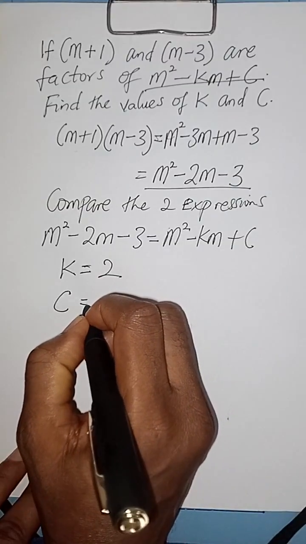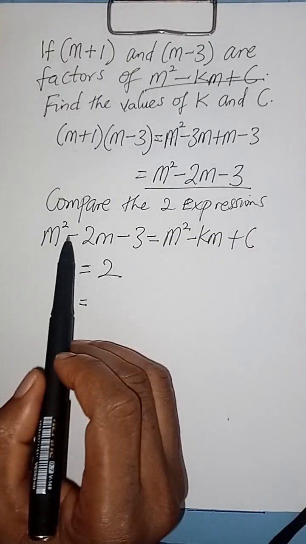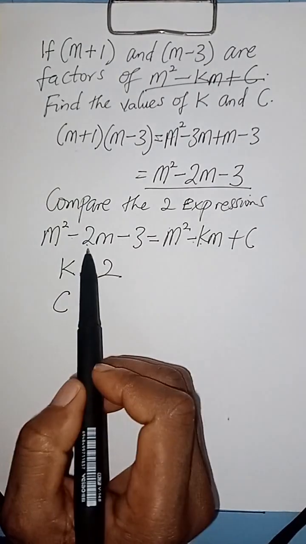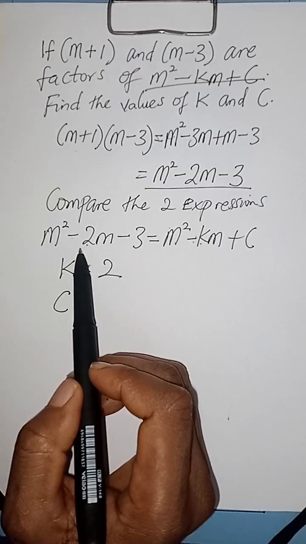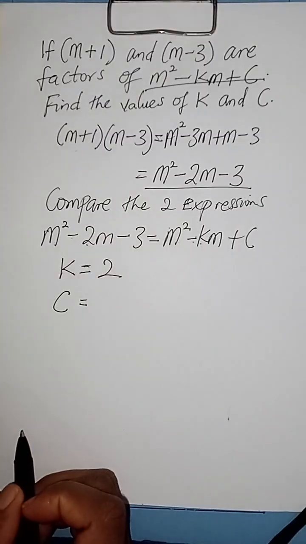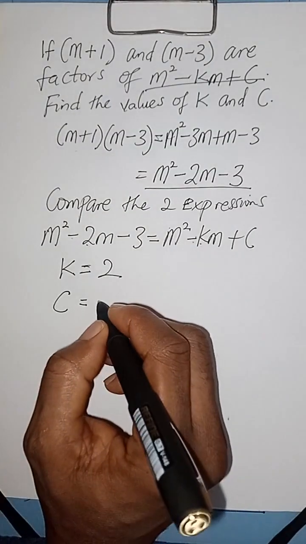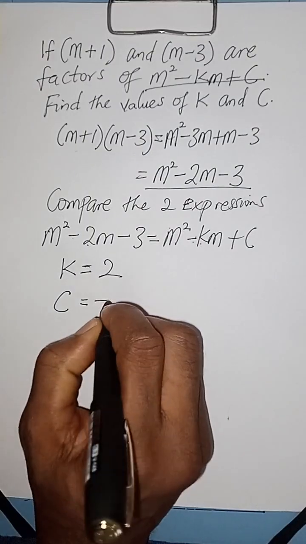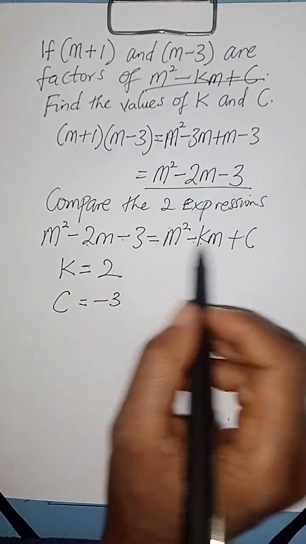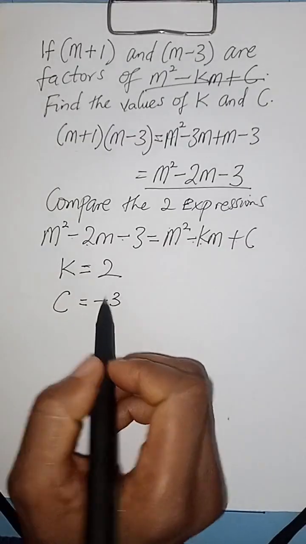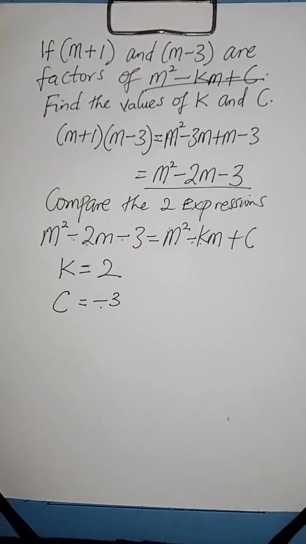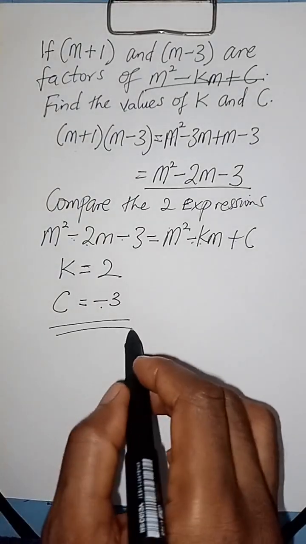Now you have to be very careful with it. You see, this is minus 2, and this is minus k. So k can afford to be 2 here, and that's correct. But this is minus 3, and this is plus c. So c cannot just be 3. C is minus 3. Why? Because minus times plus is minus. Here, minus times minus is plus. So that's the value for k and c.